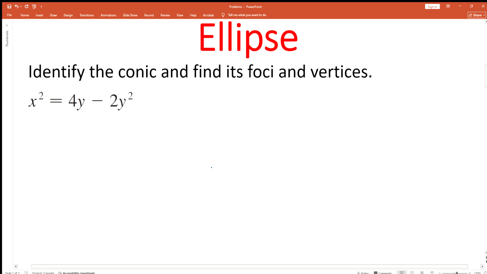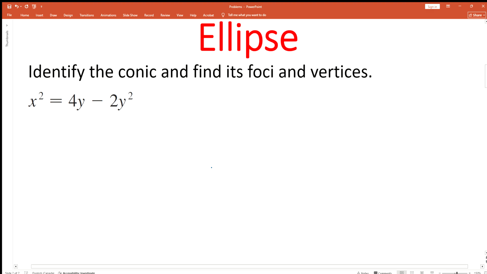In this video, we'll solve a problem based on the concepts of ellipse. As per the problem, identify the conic and find its foci and vertices. We are given the equation x squared equals 4y minus 2y squared. We have to identify the conic section represented by this equation. We should write this equation in general form.